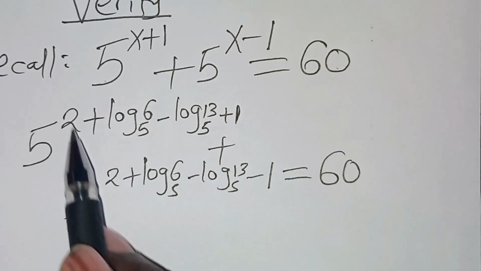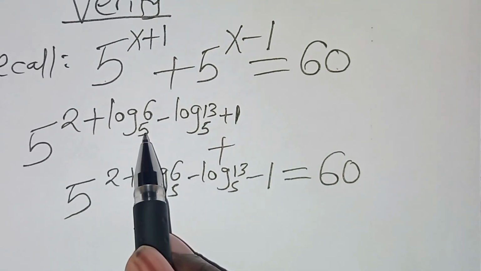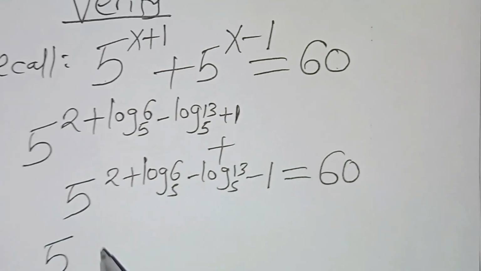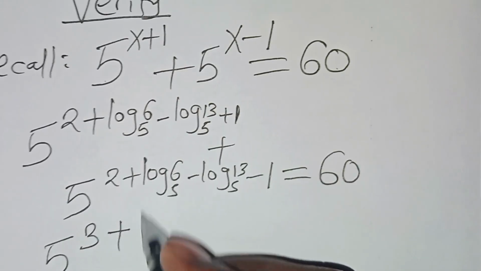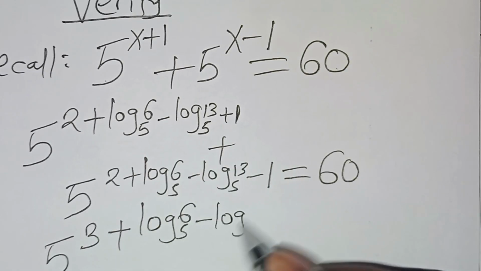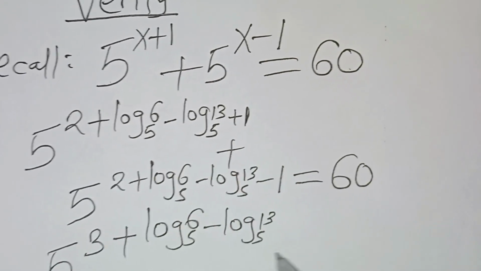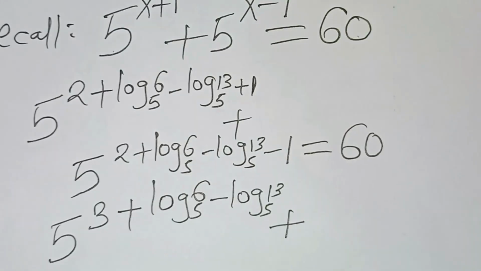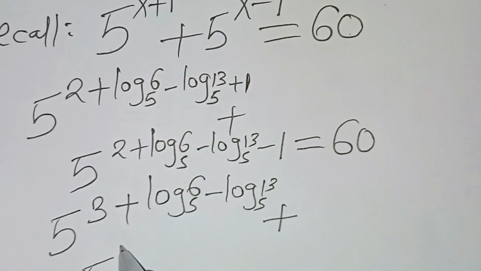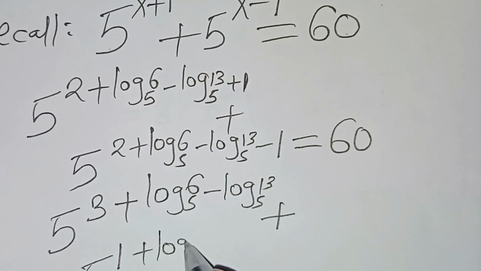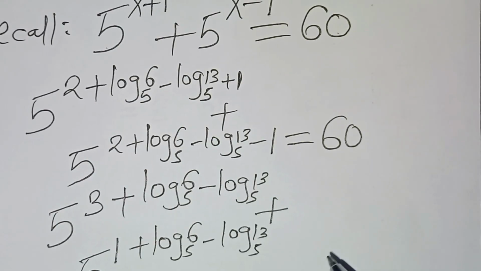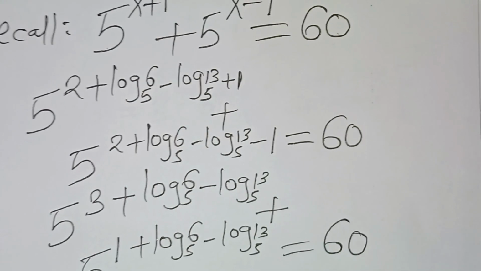Now let's add 2 plus 1, this is 3. So we'll have 5 to power 3 plus log 6 to base 5 subtract log 13 to base 5, plus, here we'll have 2 subtract 1, which is 1, so plus 5 to power 1 plus log 6 to base 5 subtract log 13 to base 5. This should give us a value of 60.